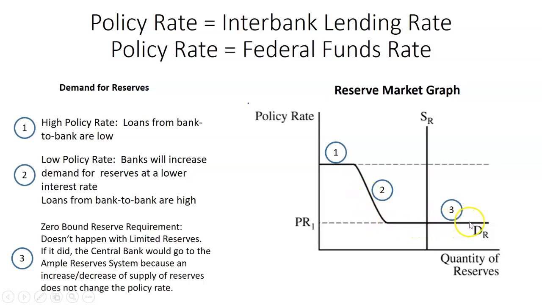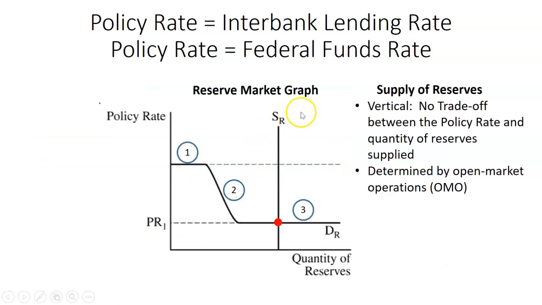This third portion, this lower bound horizontal segment, is the zero bound reserve requirement. Remember, in limited reserves, you have to have a reserve requirement above zero, and so you can't have this in the limited reserves framework. If it did turn into this portion, that's when the central bank would shift over into an ample reserve system. Because if you notice, as you move along here, an increase or decrease in the supply of reserves won't change the policy rate. And the goal of monetary policy is to target the policy rate.